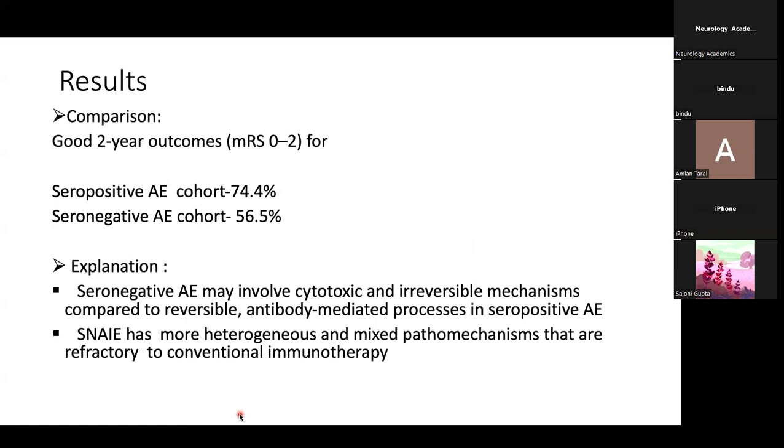In the comparison, a good 2-year outcome, mRS 0 to 2, was seen in 74.4% of seropositive cases, while seronegative was lower at 56.5%. The explanation for this drop is that seronegative autoimmune encephalitis may involve cytotoxic or irreversible mechanisms, compared to the reversible antibody-mediated process in seropositive disease. Seronegative autoimmune encephalitis has a more heterogeneous and mixed pathomechanism that is refractory to conventional immunotherapy.